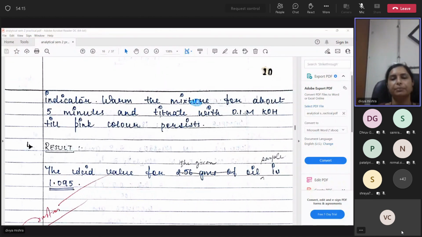Now, what will happen? Initially, when you add a drop of KOH, there will not be excess KOH, so phenolphthalein will remain colorless. But when the endpoint is reached, there will be an excess of KOH in the conical flask. When it is in excess by a single drop, the color of the phenolphthalein will change and the pink color will persist throughout the reaction.